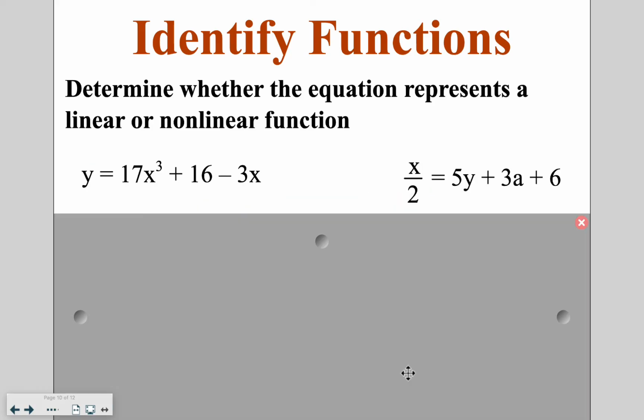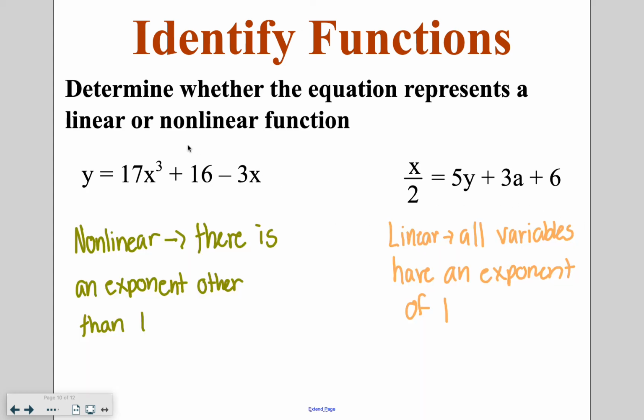Go ahead and try to determine if these two are linear or nonlinear on your own. In this case, the first one is nonlinear because there is an exponent other than 1. That first x has an exponent of 3. And the second one is a linear function because all exponents do equal 1, because our variable is in the numerator of our fraction.